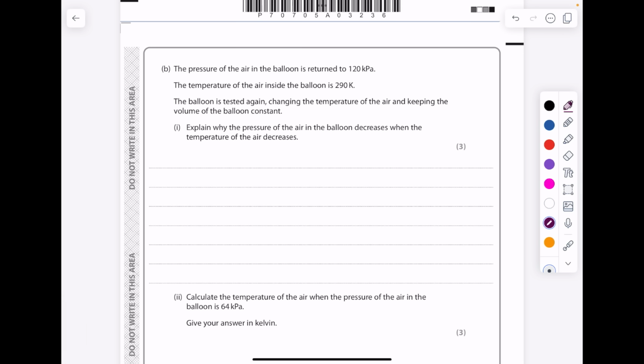The pressure of the air in the balloon is returned to 120 kPa. The temperature of the air inside the balloon is 290 Kelvin. The balloon is tested again, changing the temperature of the air and keeping the volume of the balloon constant. Explain why the pressure of the air in the balloon decreases when the temperature of the air decreases.